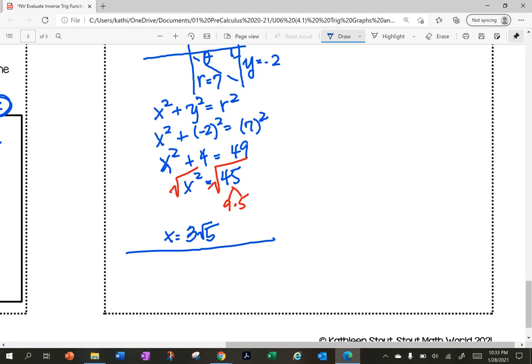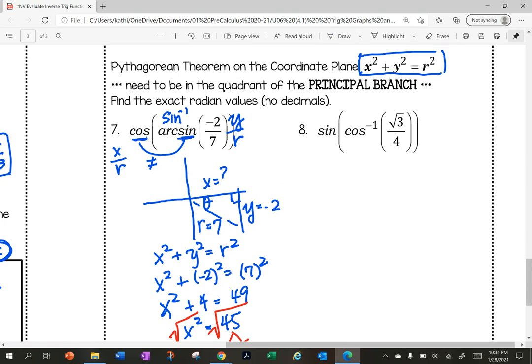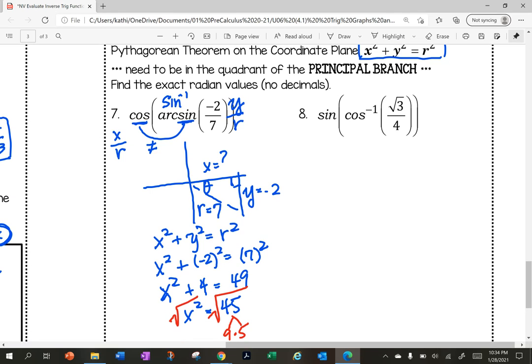So now I can find the cosine of theta, which is x divided by r. And we said x is 3 times the square root of 5, and the radius is 7. Okay, so I think this is the third time we've done these triangles on the coordinate grid, so we should be getting the hang of doing this. All right, so let's try one more similar example.